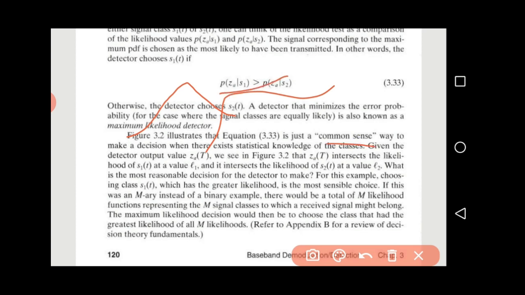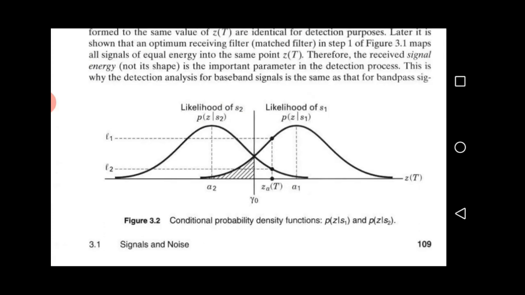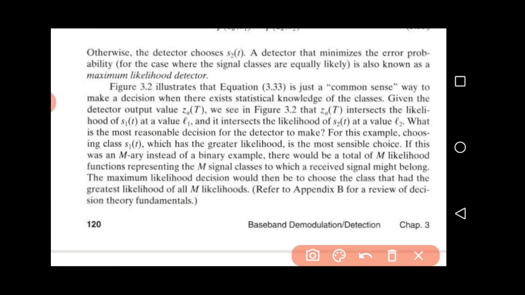This equation is just a common sense way to make a decision when there exists statistical knowledge of the classes. Given the detector output as za that we have already seen in the figure, za intersects the likelihood of s1(t) at a value L1 and it intersects the likelihood of s2(t) at a value of L2. Here we see the value L1 and this is the value L2. What is the most reasonable decision for the detector to make?